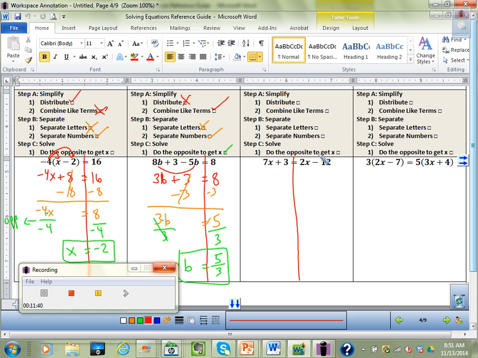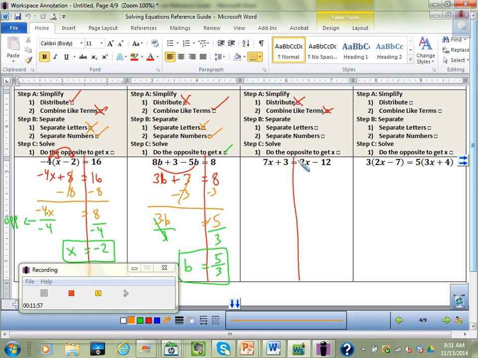Alright, let's go to one with variables on opposite sides. Here we go. Can I distribute anywhere? No, there's no grouping. Can I combine a variable with a constant? No. Meaning it's already been simplified. Do I have variables on different sides? Yes. Choose which one you want to move. 2x? Fine. I can move 7x if I wanted to. It does not matter. We're going to move 2x.